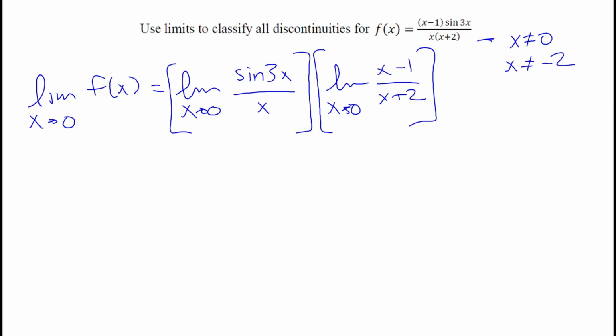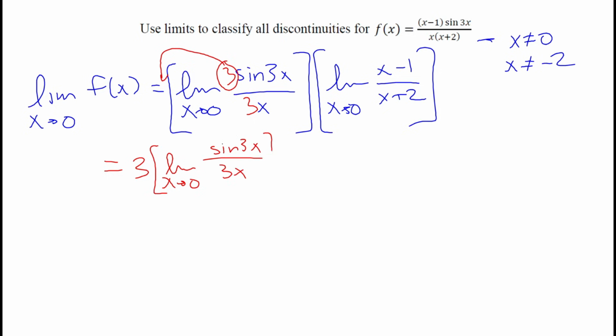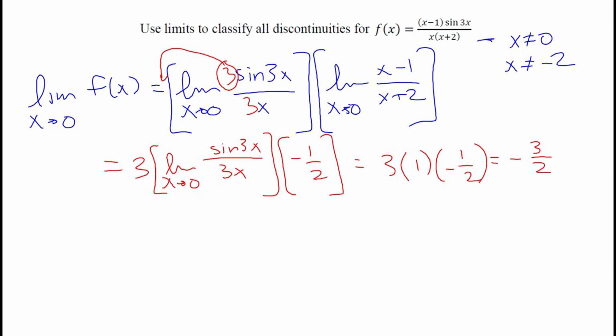And the sine 3x over x, we can throw a 3 in the denominator and the numerator and then pull that 3 out to the front. So this becomes 3 times the limit as x approaches 0 of sine 3x over 3x. And then times, well, that one we can just evaluate. It's negative 1 over 2. So what we end up with is 3 times 1, because the limit as x approaches 0 of sine 3x over 3x is 1, and then times negative 1/2. So we end up with a limit of negative 3/2.